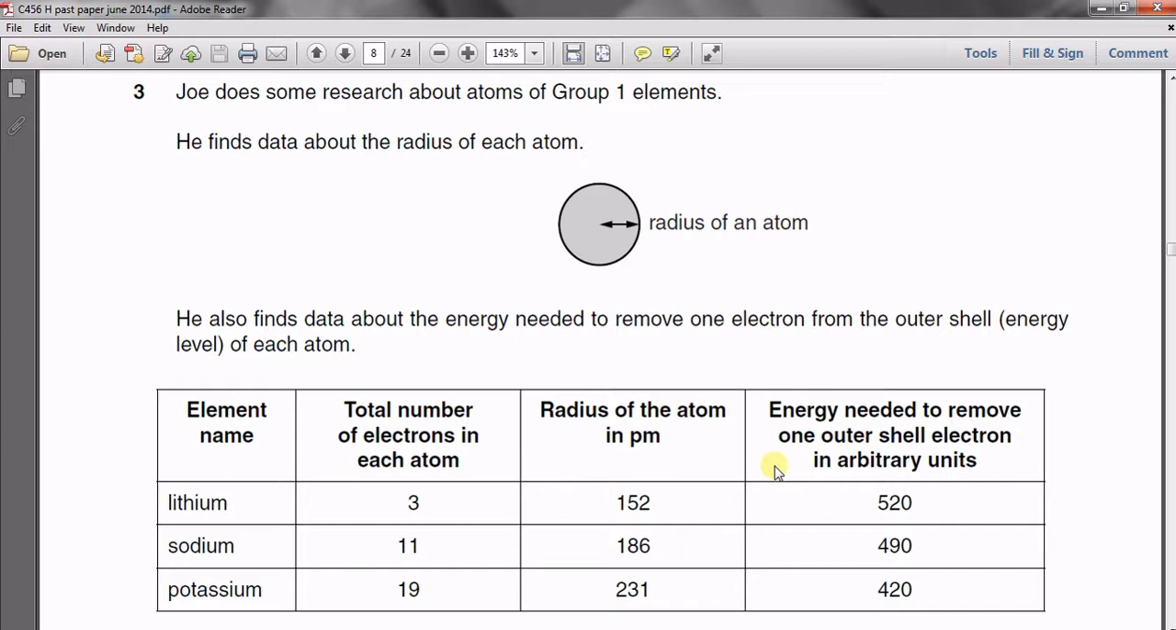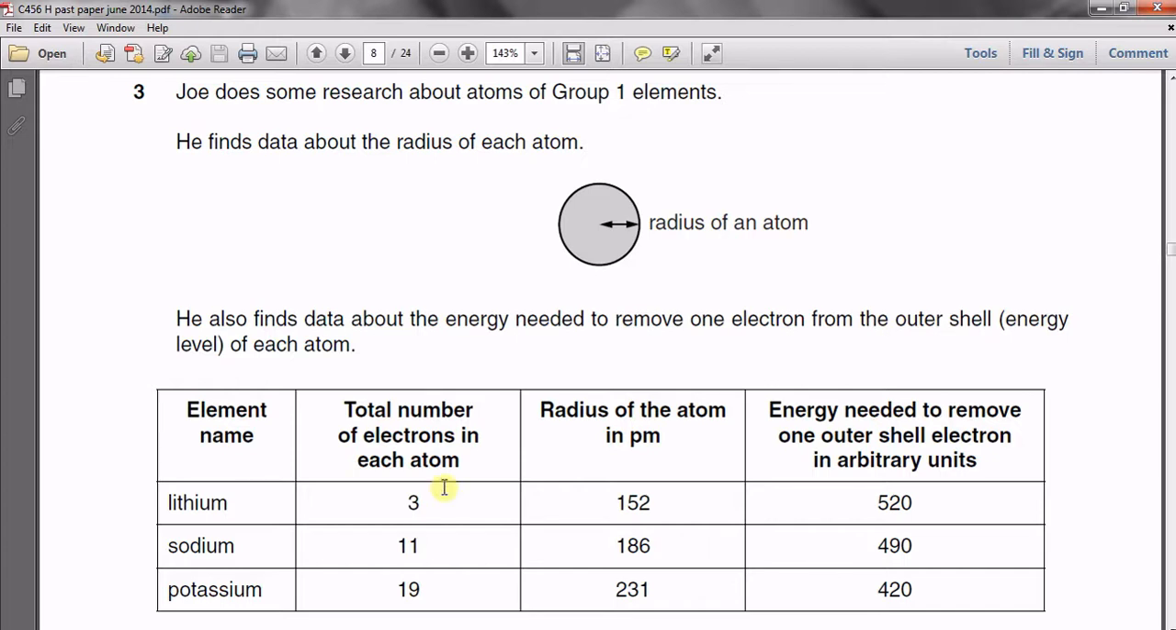So just pause the video here and take a little bit of time to look over this information again. The question asks, what trends does the table show and how does the number of electron shells link to these trends? Okay, let's look at the trends to start with then.